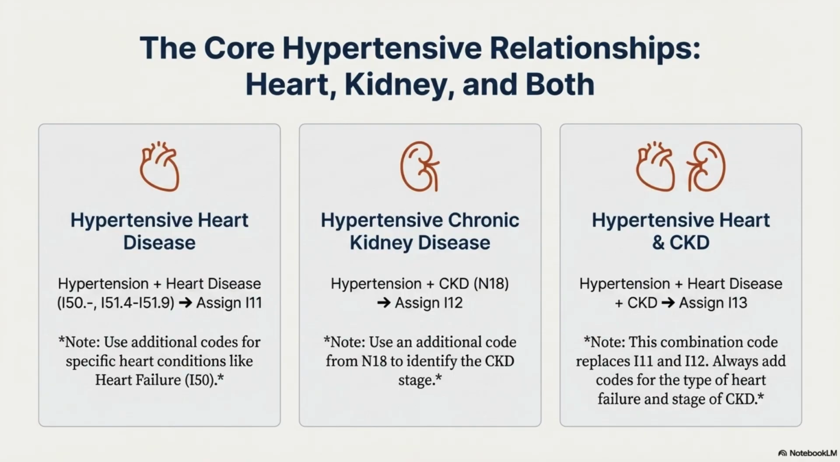Chronic kidney disease is the gradual loss of kidney function. Hypertension is both a cause and a result of CKD. When hypertension and CKD appear together, the relationship is assumed. Assign I12 plus the CKD stage from N18. Last, when hypertension, heart disease, and CKD are all documented, ICD-10-CM gives you a combination code, I13. You'll still add codes for the type of heart failure and CKD stage.